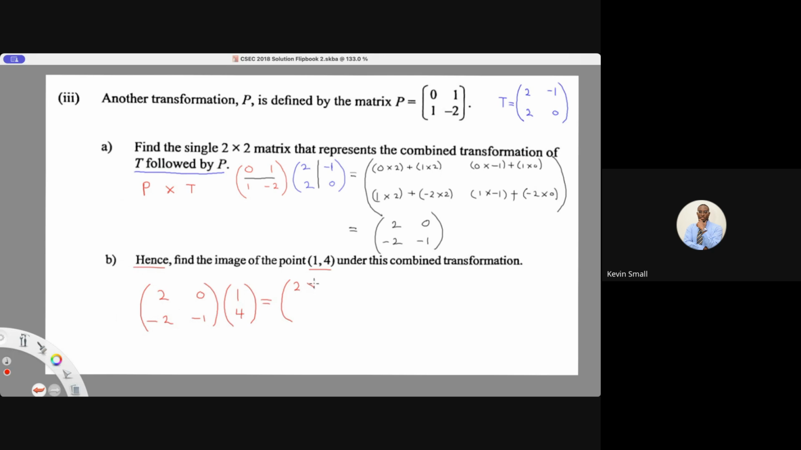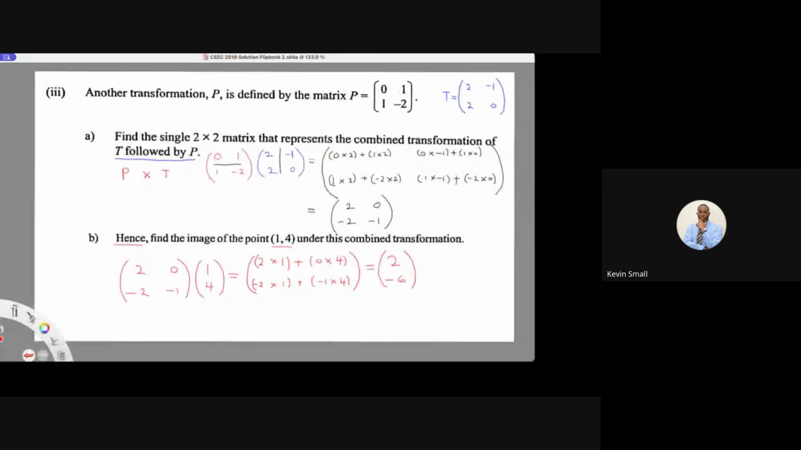2 times 1 plus 0 times 4, and negative 2 times 1 plus negative 1 times 4. Hope I made no mistakes. Cool, everything looks good. And the answer is 2, negative 6. But it is just normal matrix multiplication. You just have to know what to do. But this is the answer here for B.